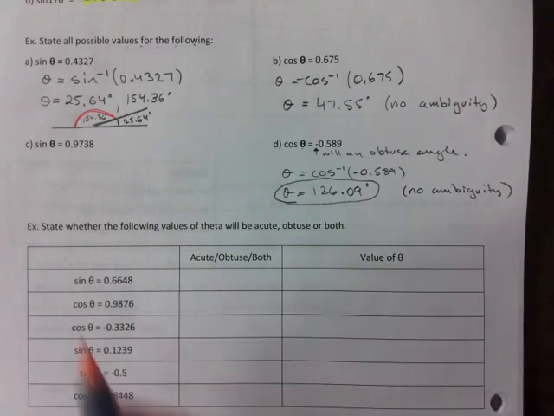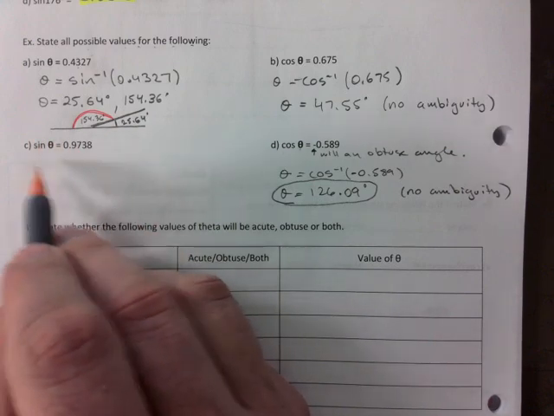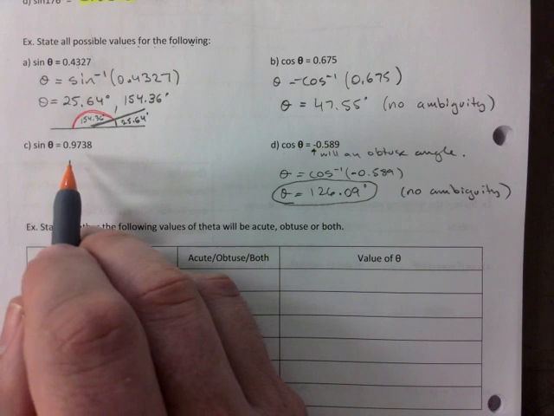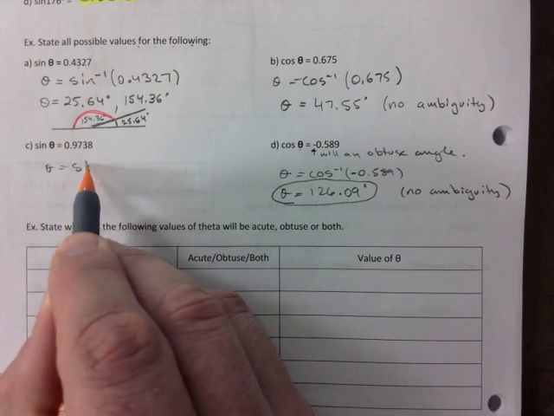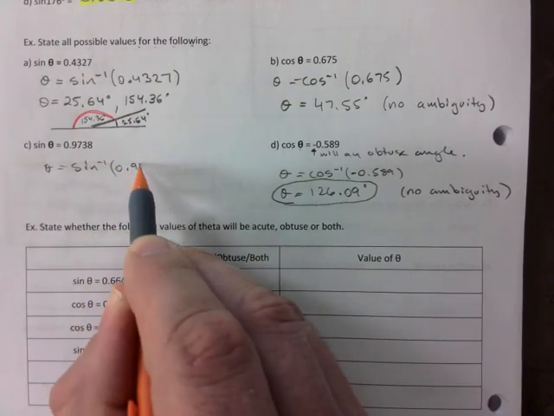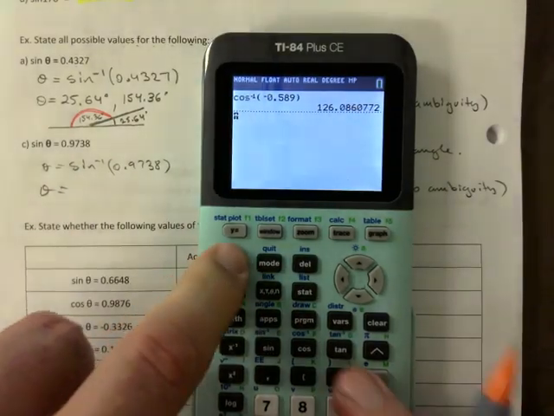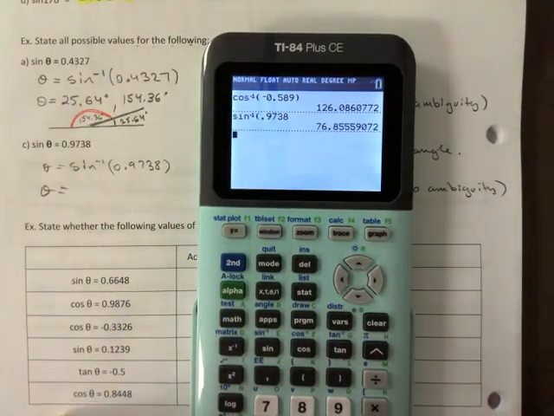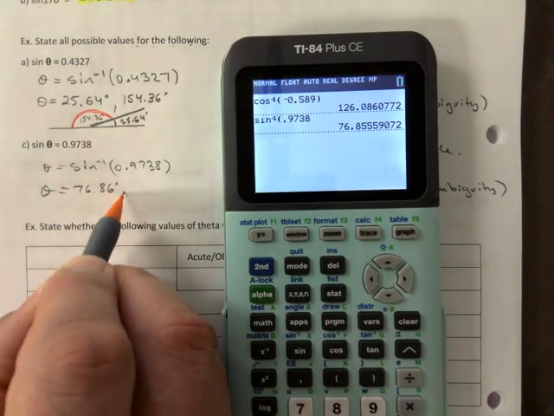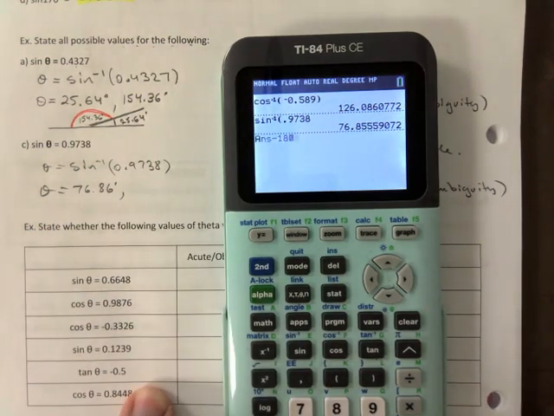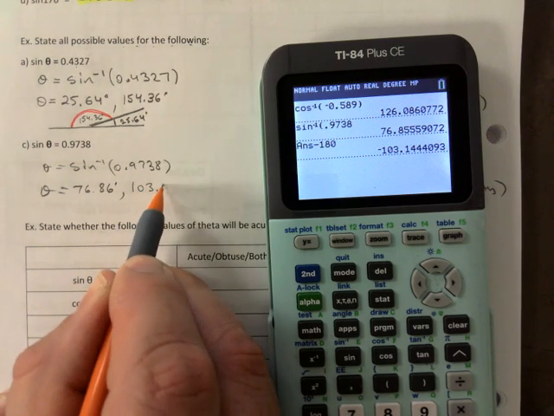What about the next one? Sine here, you know it's going to be ambiguous. You cannot bank on this being acute. It will always give you an acute angle, but you know it could be acute or obtuse. So we go theta is sine inverse of 0.9738, 76.86. But you must go comma, take 180 away from what's on your screen, and there it is, it's 103.14.